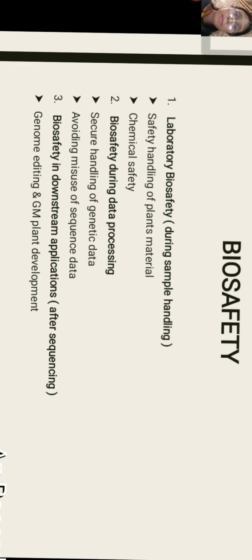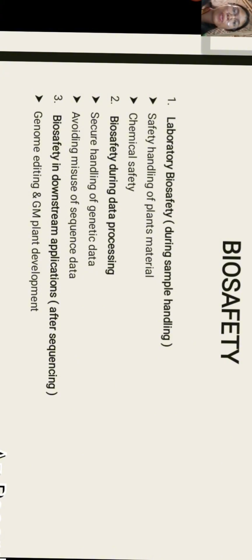Next is chemical safety. Be careful with chemicals used in experiments to prevent accidents or injuries. Why? Because chemicals can burn skin, cause poisoning, or damage the environment. So in simple words, use chemicals carefully to stay safe.